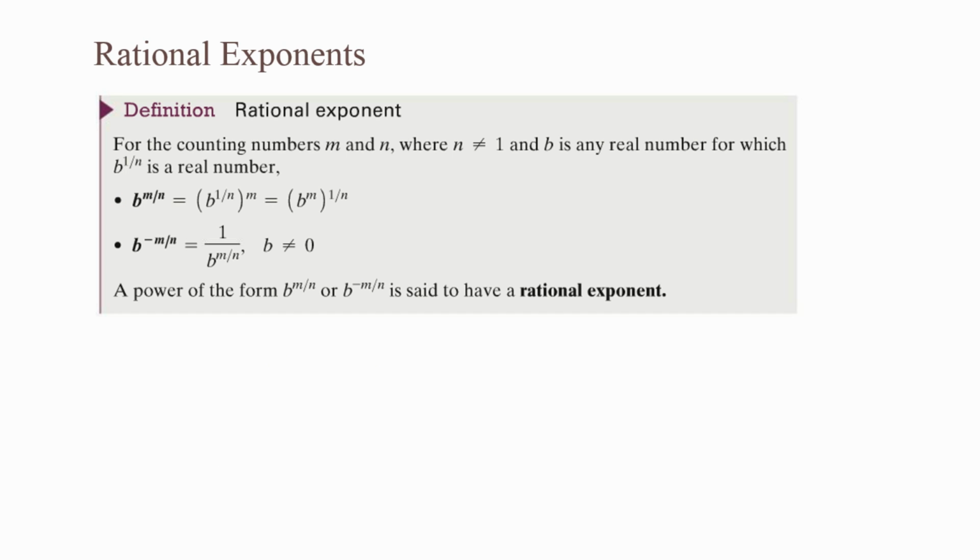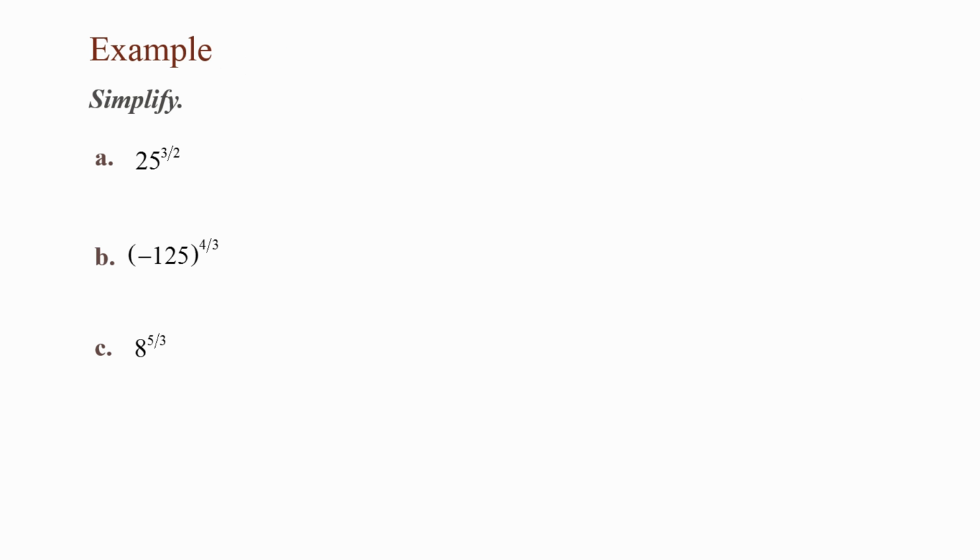b to the negative m over n power is equal to 1 over b to the positive m over n power, where b does not equal 0. A power of the form b to the m over n, or b to the negative m over n, is said to have a rational exponent. So as always, we can get rid of the negative exponent by flipping it. In this example, we want to simplify the following.